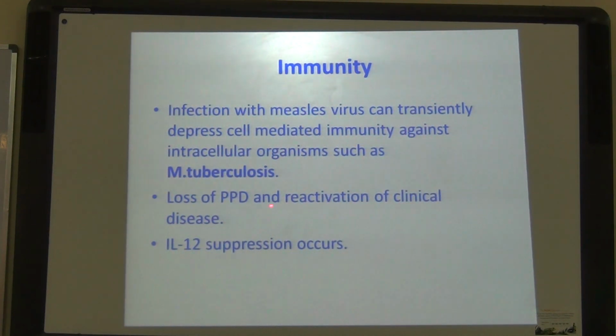So the PPD or tuberculin test sometimes becomes negative because of the suppression of the cell-mediated immune response. This suppression is because the virus attaches to CD46, which is the receptor on the macrophage, and the macrophage ultimately stops producing interleukin-12, and this is the cause of suppression of the cell-mediated immunity.